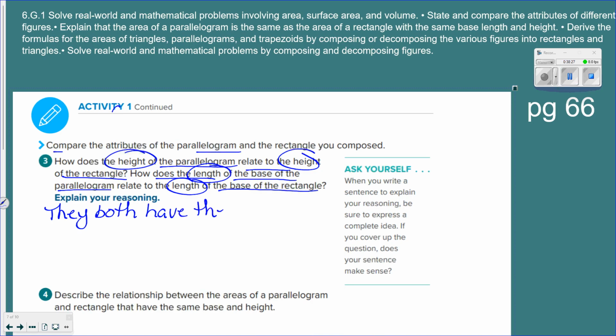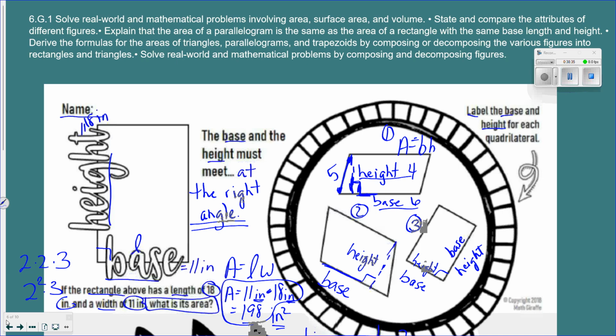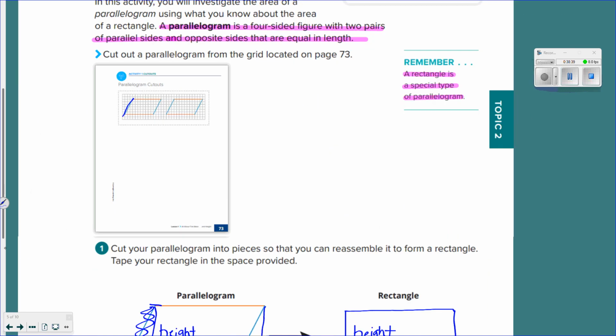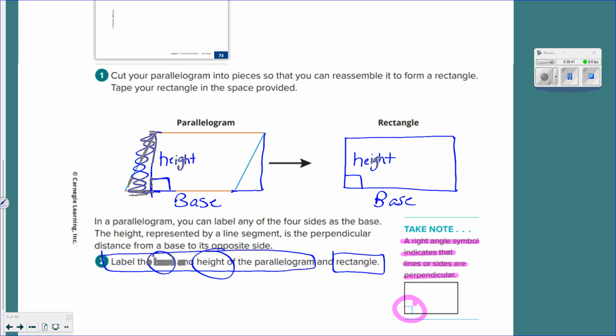What about the base of the parallelogram and the base of the rectangle? They're the same. Why are both of them the same? Abby? All we did was rearrange it. Did we add anything to it? No. Did we take anything away? No. We just rearranged part of it to make it easier to see. So they are the same.